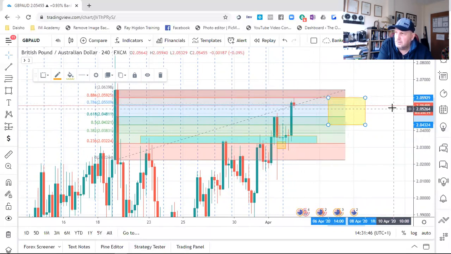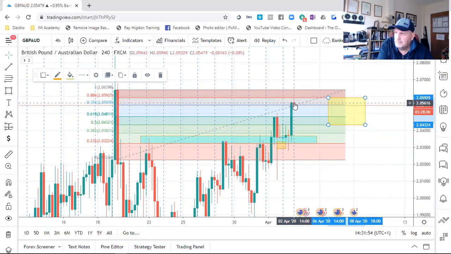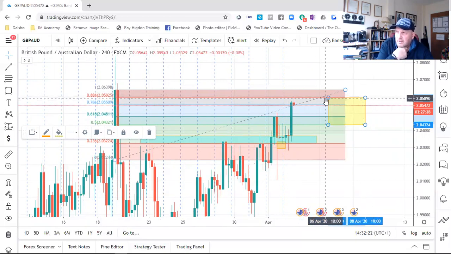But your stop loss is going to be 2.05940. In this case, looking at these candles back here, I would probably go to the wick of this one. If I hover over there, 2.06775. So you're looking at a 100 pip stop loss here.